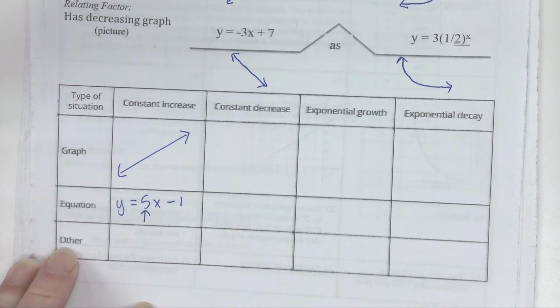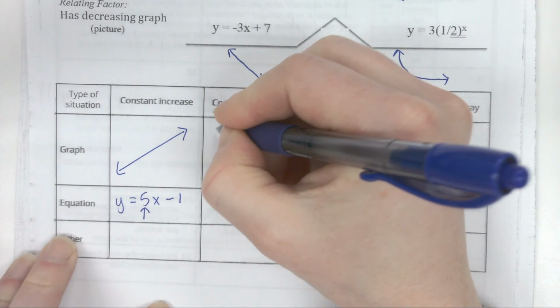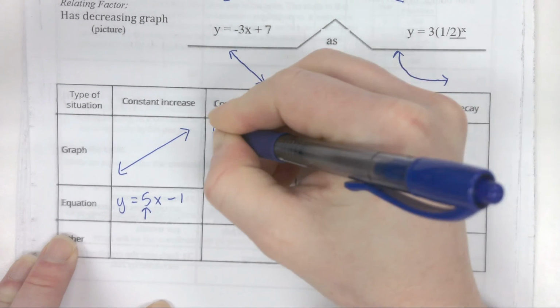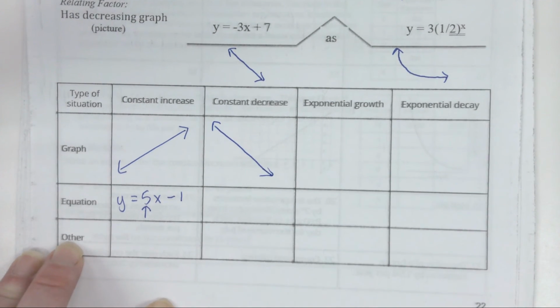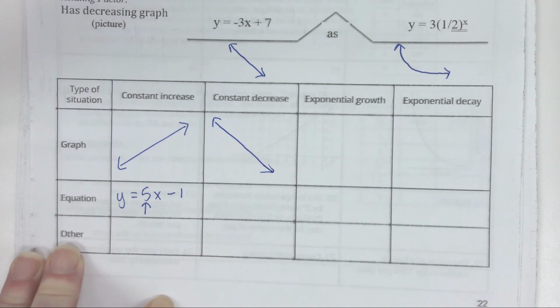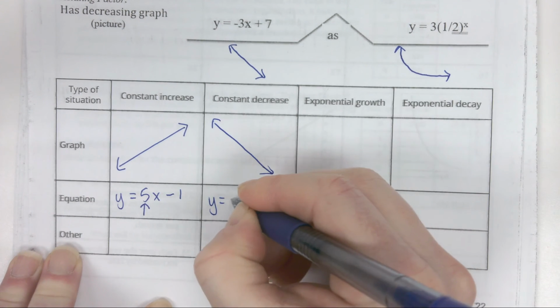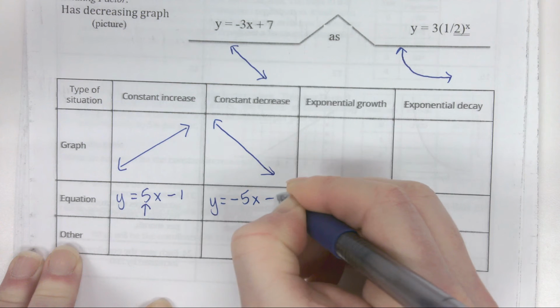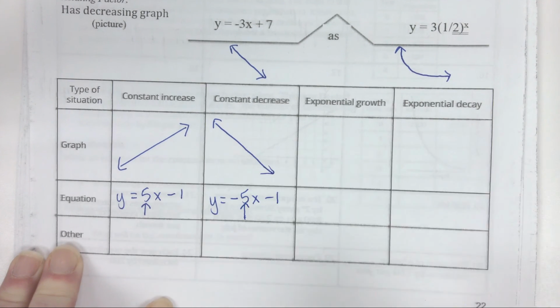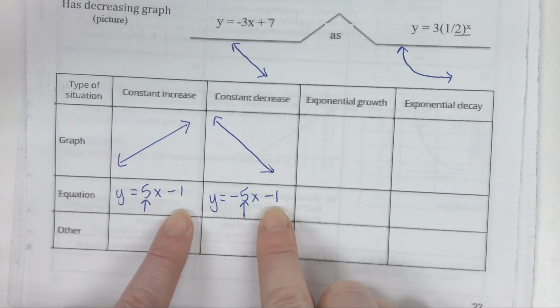All right, constant decrease. Line sloping down. Would somebody give me an equation for a line that's decreasing? Just shout it out if you think you got it. Oh, should we just do the same one? Y equals negative 5x minus 1. What does that minus 1 mean again? That's just the y-intercept. That's just where it starts. It doesn't have anything to do with graphing up or down.